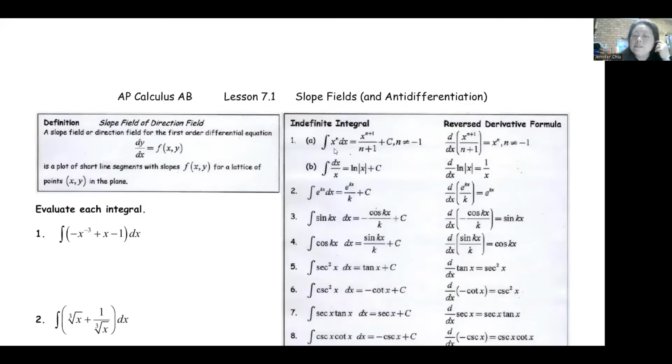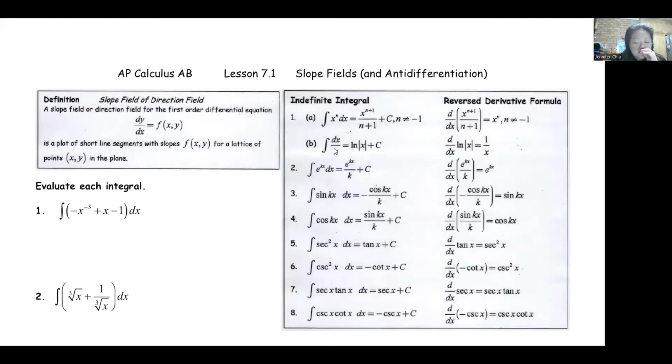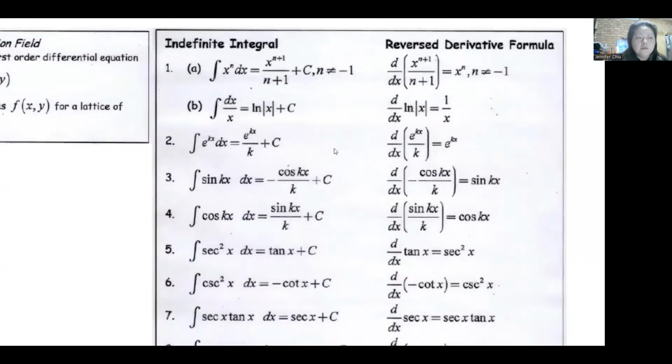Okay, this lesson is on 7.1, slope fields and anti-differentiation. As you can see from the notes here, most of the formulas we already have. This is just a good reminder of, hey, these are your integrals and they are derived from these derivatives that you knew from Calc A, specifically in chapters 3, 4, and 5.